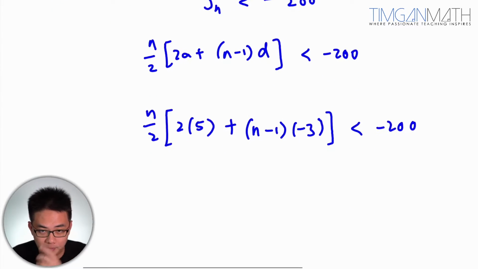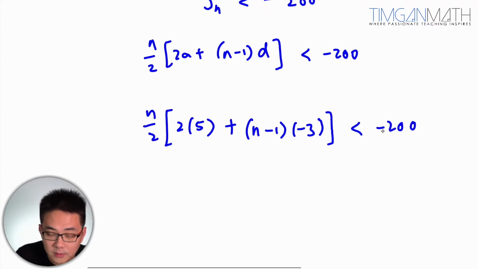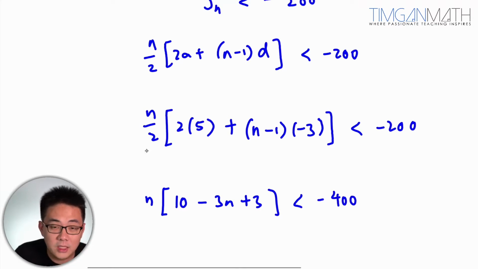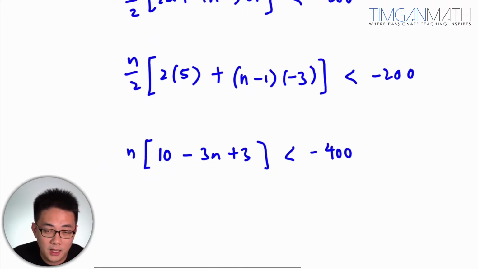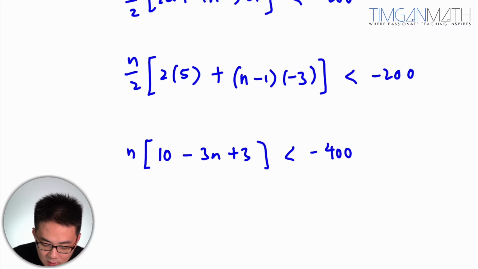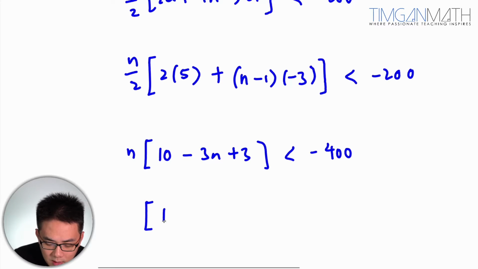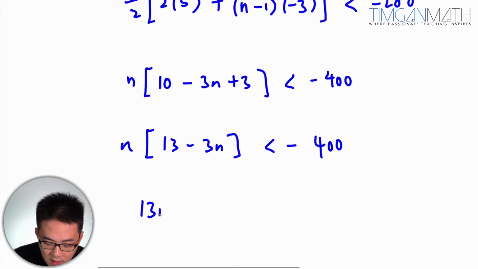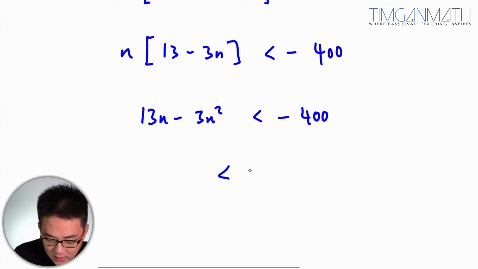Once this is done, I could just multiply the 2 to the other side, because I don't really like the fraction here, it's very annoying. So I'm just going to multiply to the other side. This will be -400. Bear in mind, because the 2 is positive, you don't need to swap the sign. So in this case, we'll get n times (13 minus 3n), less than -400. So we get 13n minus 3n squared less than -400. And in this case, what we get is 3n squared minus 13n minus 400, less than 0.